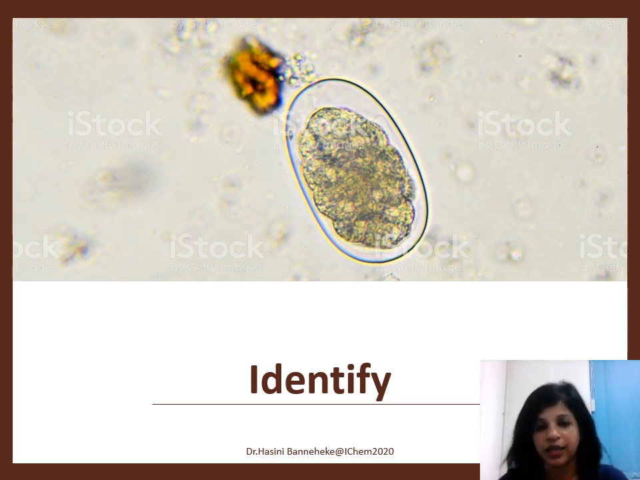And then the other thing is, you need to say what is the stage of the parasite, whether it is a trophozoite, whether it's a cyst, whether it's an egg, or is it an adult. Likewise, you need to tell what the stage is. So identification means you're telling us what the genus or the structure is, and then what the stage is. Okay, it could be a trophozoite, cyst, or egg, or proglottid, or something like that.